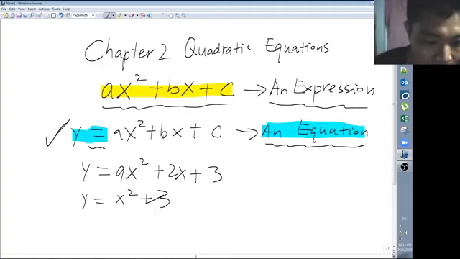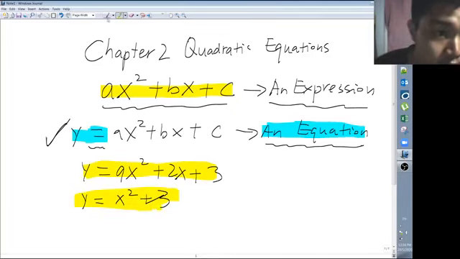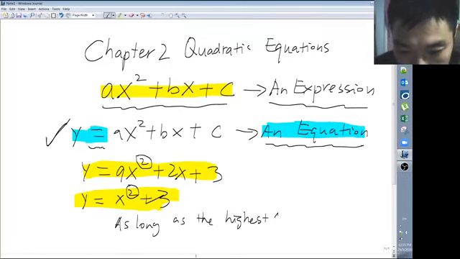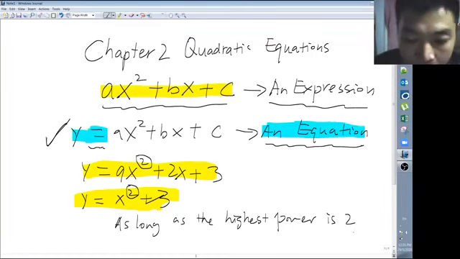As long as the highest power in this equation, or this equation, is 2, they are called a quadratic equation. As long as the highest power in the equation is 2, it's called a quadratic equation. Let's look at how to solve quadratic equations.